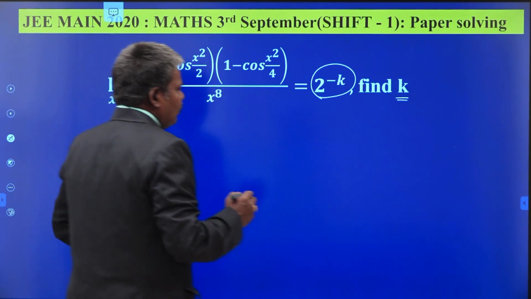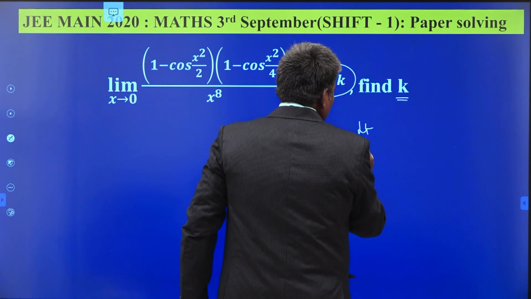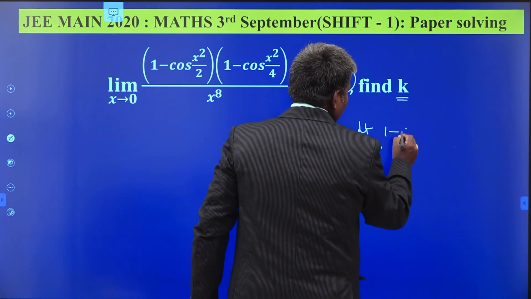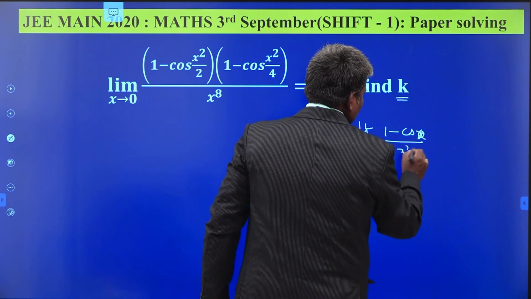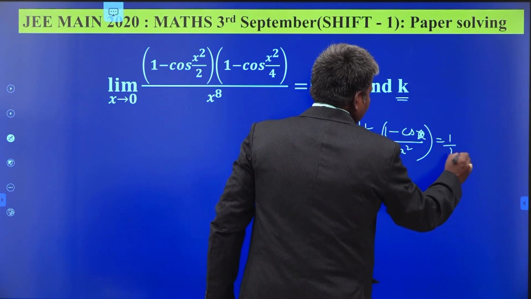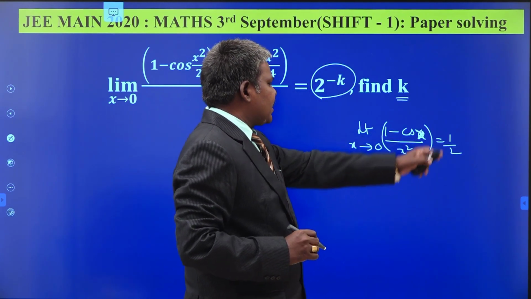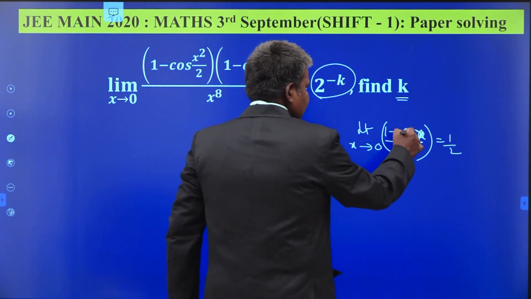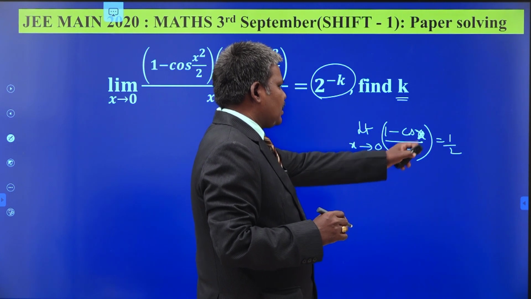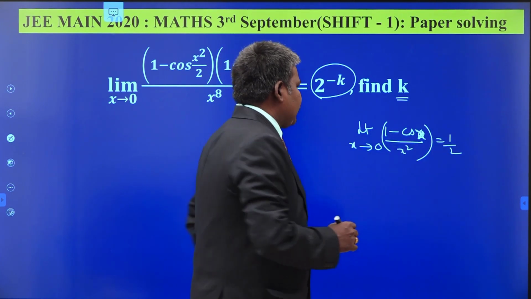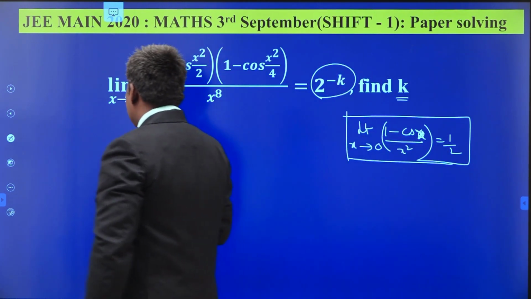Now, before going to do this problem, we have one very important result. Limit x tends to 0, 1 minus cos x by x square is half, because by multiplying and dividing by 1 plus cos x we get sin square x by x square, which is 1 by 1 plus 1, that is 1 by 2. With the help of this formula, let us try to do this one.